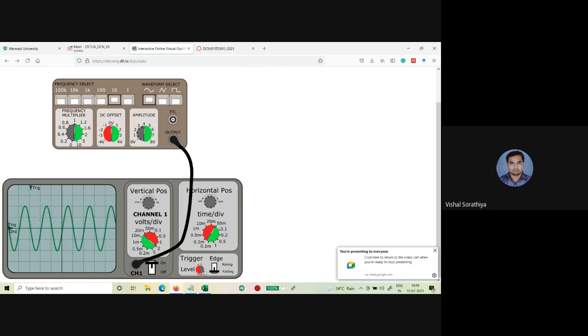Let me give an example, or the simple manner of understanding trigger. Whenever you want to capture a signal, consider this: you have one particular source. Let's say you have sent a letter, and you have written some address on it. Over here, the address of our signal is a specific frequency and a specific amplitude.